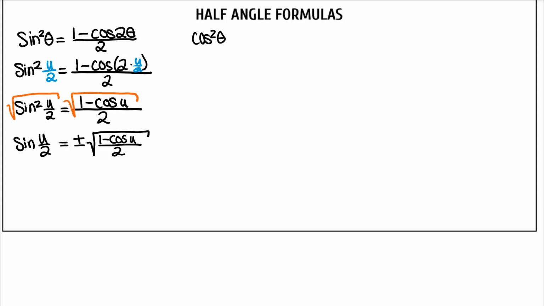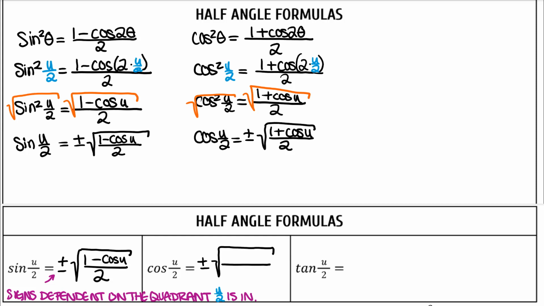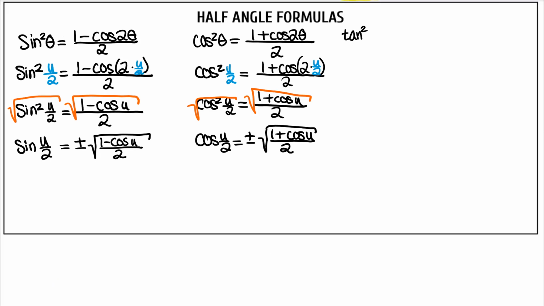Do the same thing with the lowering powers formula for cosine squared theta to get a formula for cosine of u divided by 2. So cosine of u divided by 2 is equal to plus or minus the square root of 1 plus cosine u over 2. Using the lowering powers formula for tangent squared theta, plug in u over 2 for theta and square root both sides.